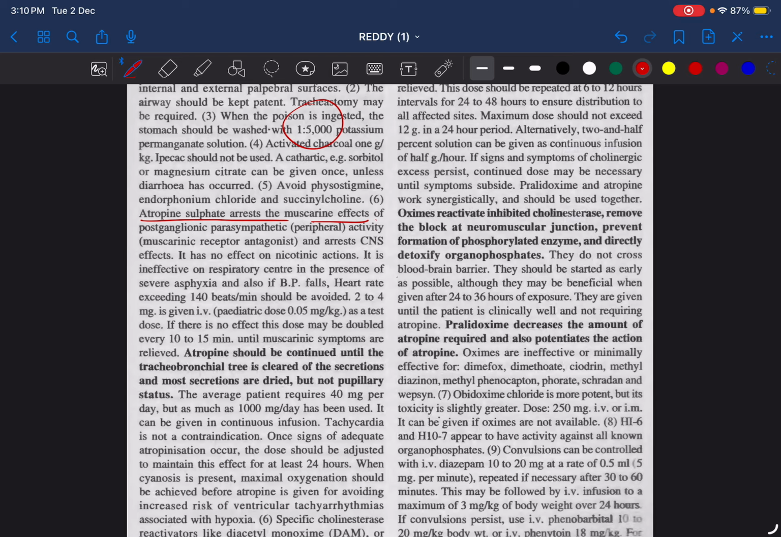For nicotinic action we use another drug called oxime, and the drug currently used in our clinical setup is pralidoxime, which is an acetylcholinesterase reactivator. It prevents the formation of the phosphorylated enzyme and directly detoxifies the OPCs, and as a result it decreases the amount of atropine required and also potentiates its action. We usually administer atropine along with oxime, because oximes increase the action of atropine, and at the same time oximes take care of the nicotinic manifestations.